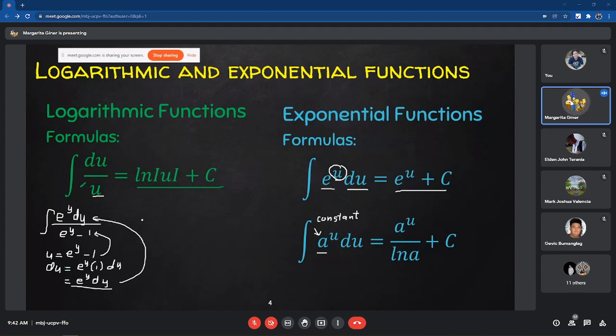So, your final answer here will be equal to ln of the absolute value of u. What is the value of u? The value of u is e raised to y minus 1, plus c. Okay? So we used the logarithmic rule because the derivative of the base here is just e raised to y minus 1. So we did not use the antiderivative of the exponential. ln is what we used.